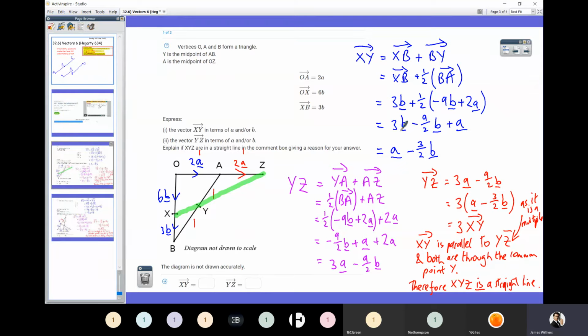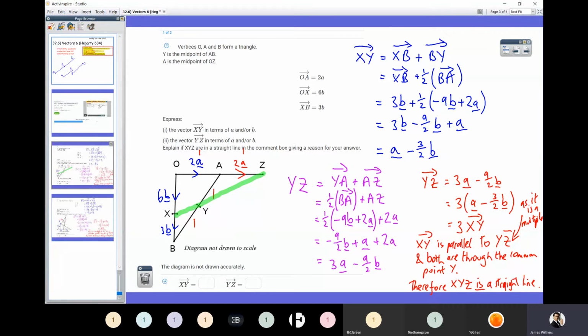So really, if you did all right on the last vectors questions on Hegarty, then you'll be fine with that. We've worked out what XY is in blue. We've worked out what YZ is in purple. Remember, there's two things to do to prove they're on a straight line. First of all, show that they are parallel, and they are parallel if they are multiples of the same vector.